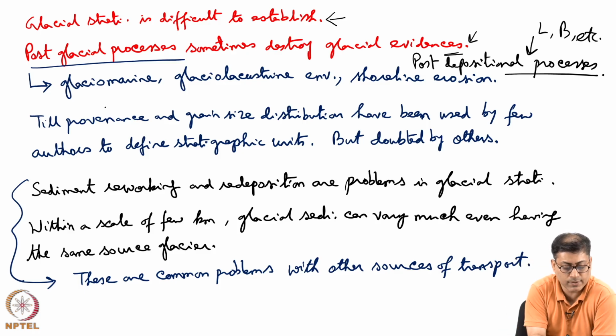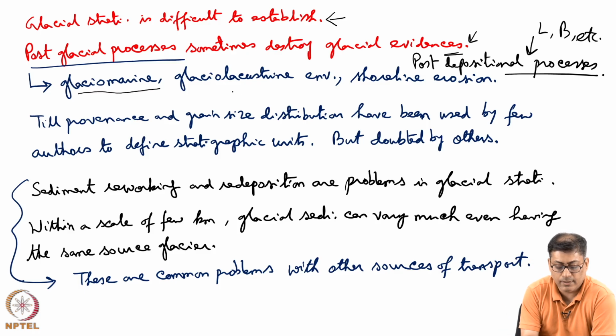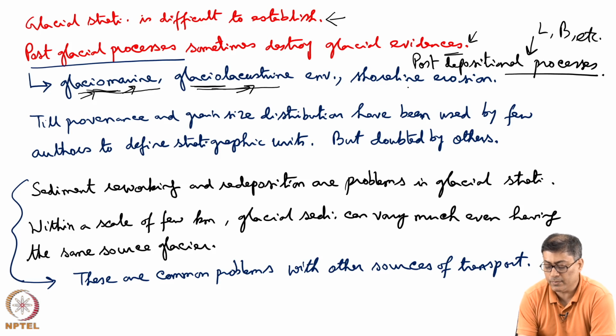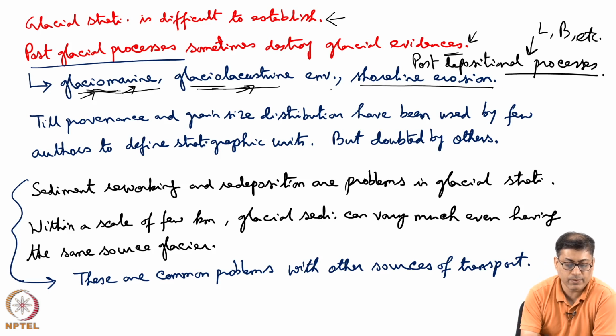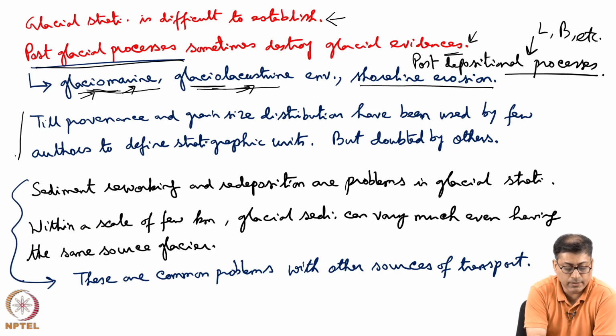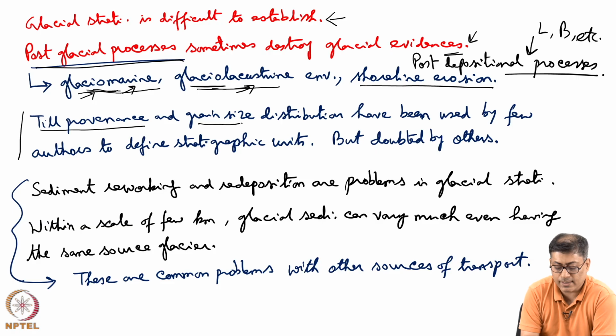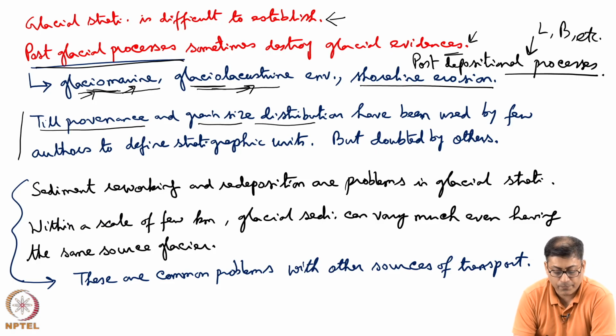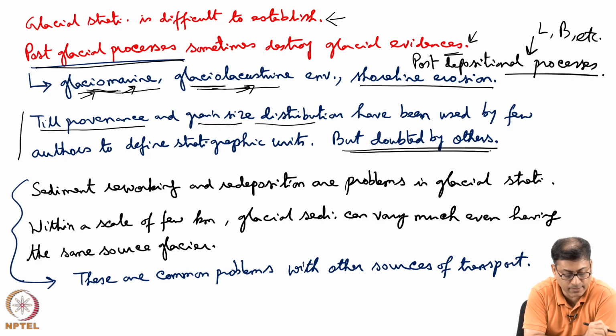What are the post-glacial processes? Glaciomarine is one, glaciolacustrine, the words themselves tell. For example, after glacial, a marine environment and a mixed glaciomarine environment, a lake environment where earlier there was glaciation, glaciolacustrine environment, shoreline erosion, these are some of the post-glacial processes. As I told in the previous slide, till provenance and the grain size distribution have been studied for a few of the glacial deposits, but their use in glacial stratigraphy has been doubted and debated.